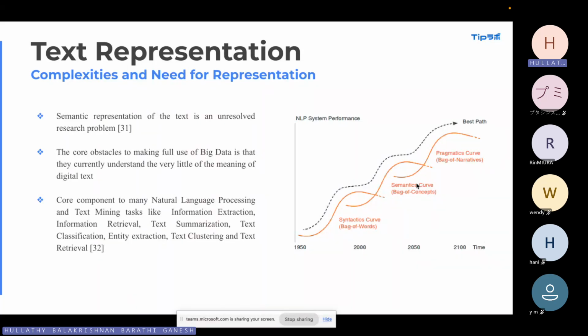Where we try to represent the context of the text. Then the future, we believe, is getting into the pragmatic curves, based on the scenarios, how we can represent the text. So those will get into the pragmatics.